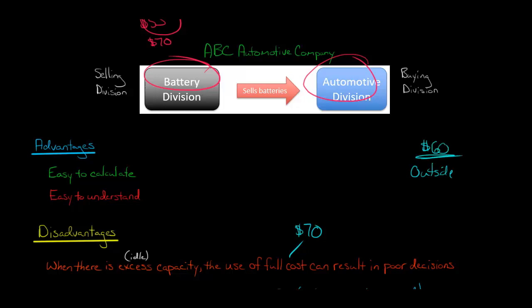For $60 a battery. So the buying division is not going to pay the full cost, the $70 a battery, to the battery division. They're going to go to the outside entity and pay $60. Why is this a problem?